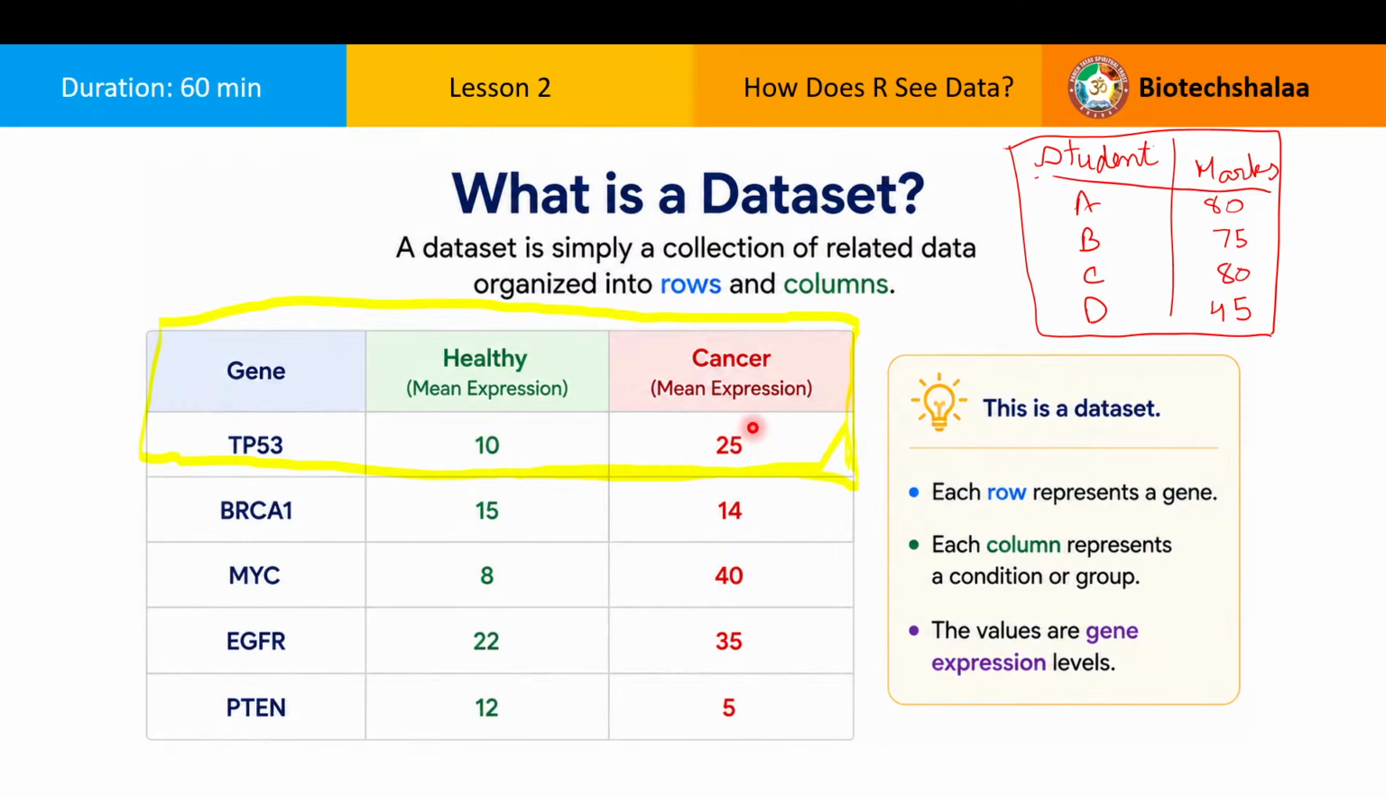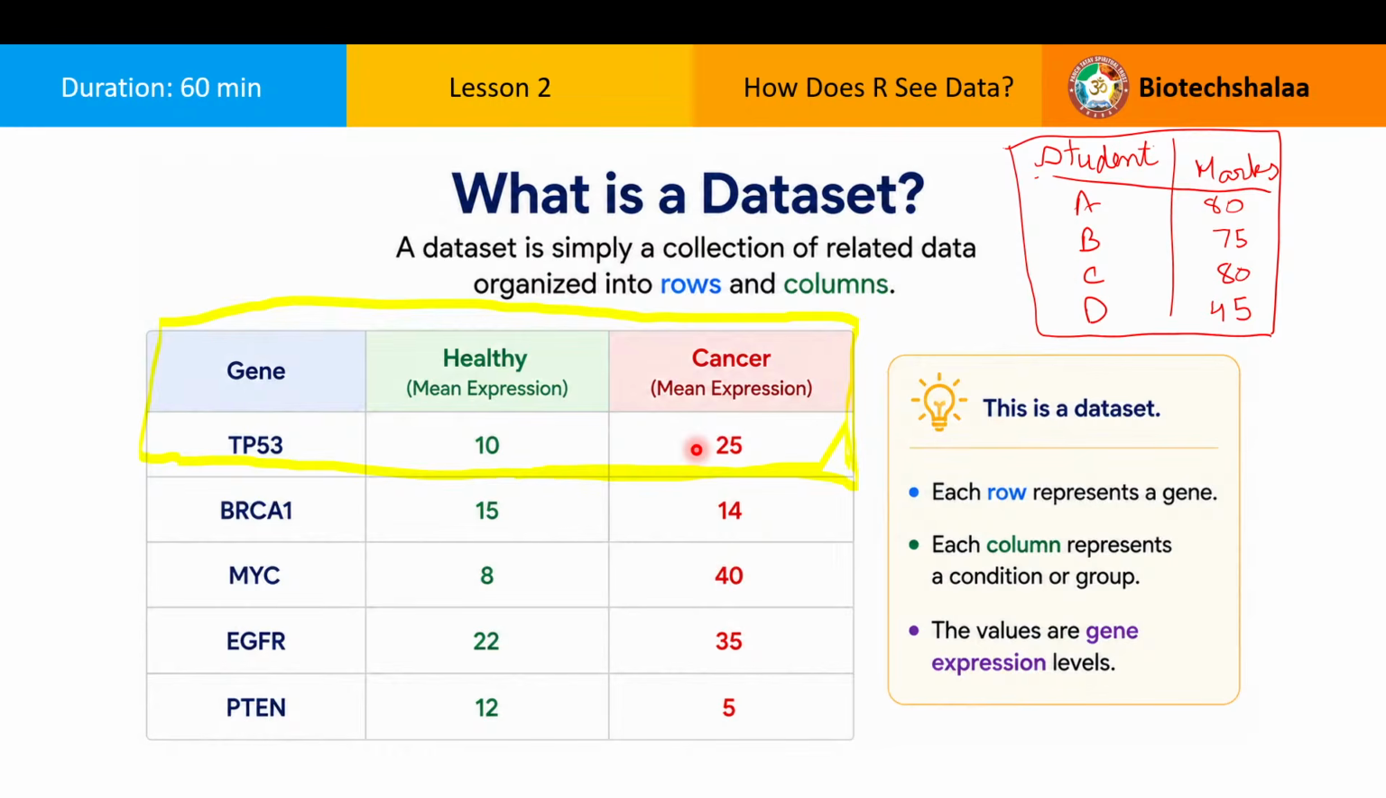Now notice the difference here: nothing is written here that TP53 has more expression in cancer cells. Not a single line like this is written in this entire table. So this row only contains data. We use this data to make a conclusion, and this is how scientists think.